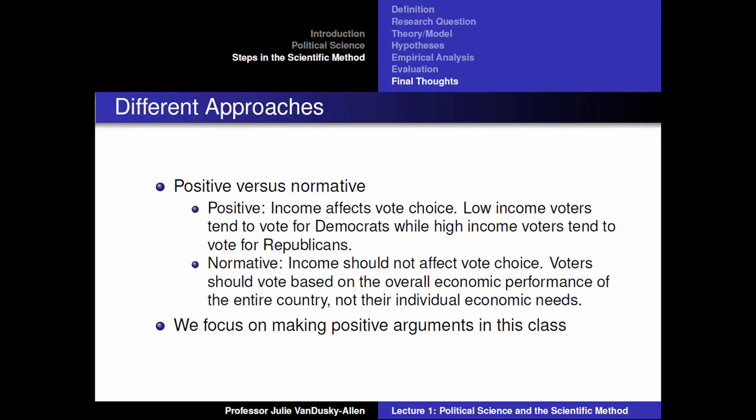Last, it is important to point out that in this class, we will be focusing on developing positive arguments, not normative arguments. Positive arguments attempt to explain how the world works. Normative arguments attempt to explain how the world should work. For example, a positive argument could be, income affects vote choice. Low-income voters tend to vote for Democrats, while high-income voters tend to vote for Republicans. These statements describe how the world works.